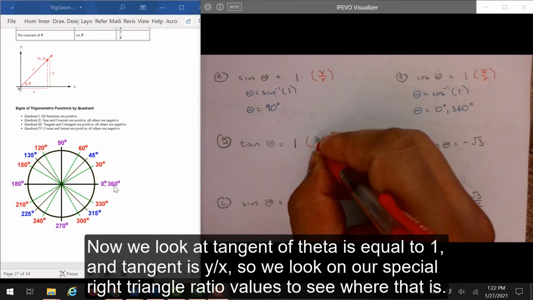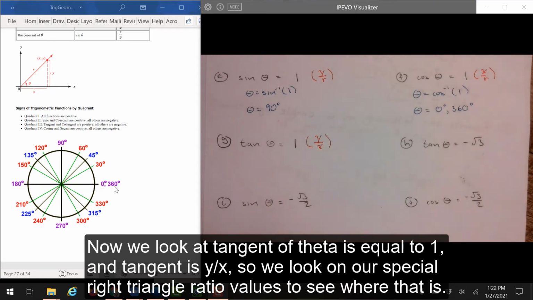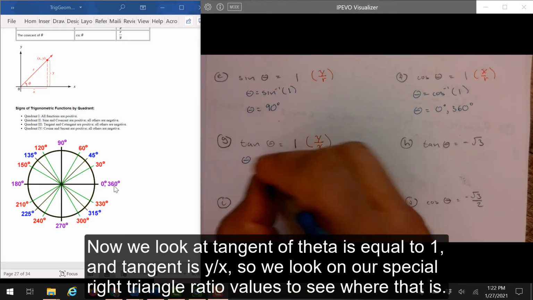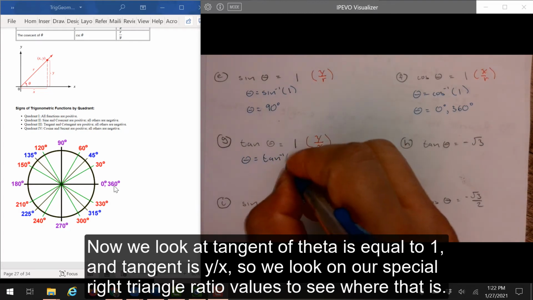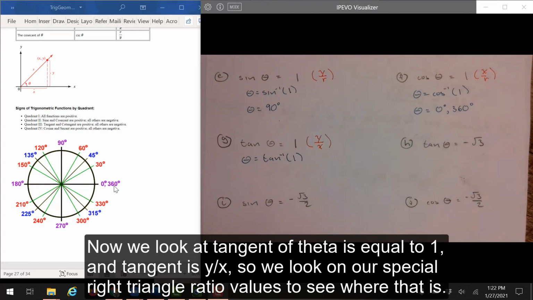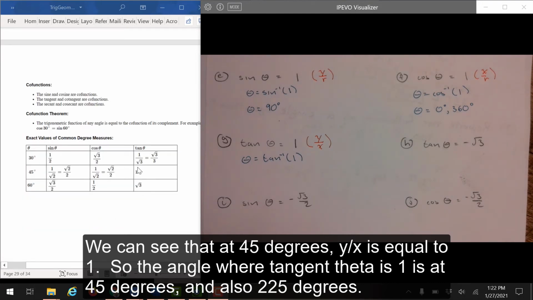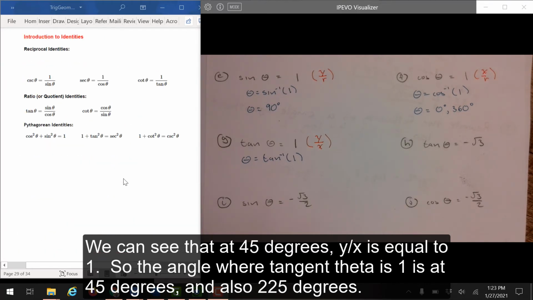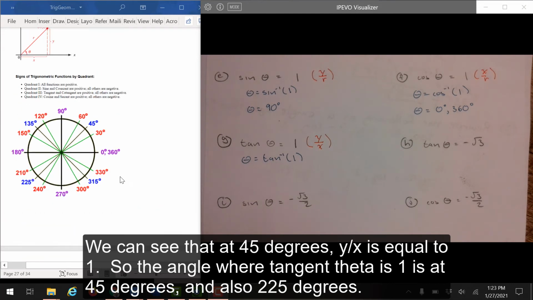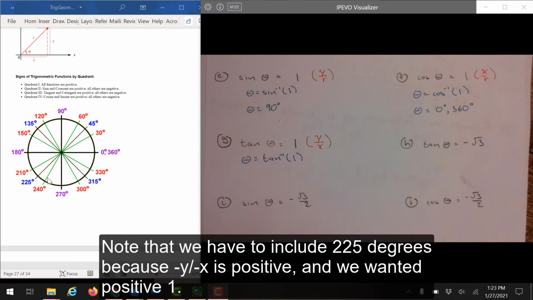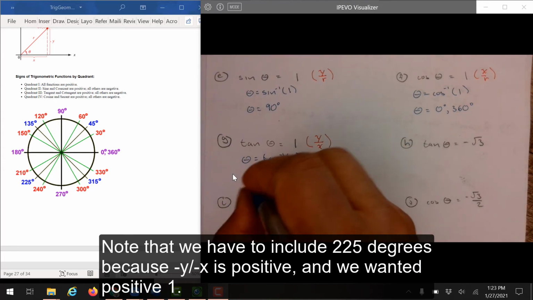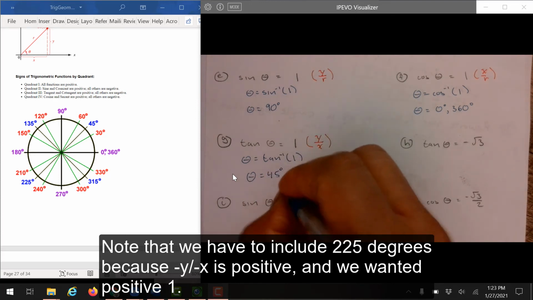Now we look at tangent of theta equal to 1. And tangent is y over x. So we look on our special right triangle ratio values to see where that is. We can see that at 45 degrees, y over x is equal to 1. So the angle where tangent theta is 1 is at 45 degrees and also 225 degrees. Note that we have to include 225 degrees because negative y over negative x is positive and we wanted positive 1.